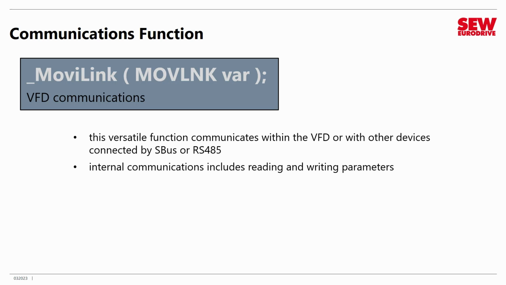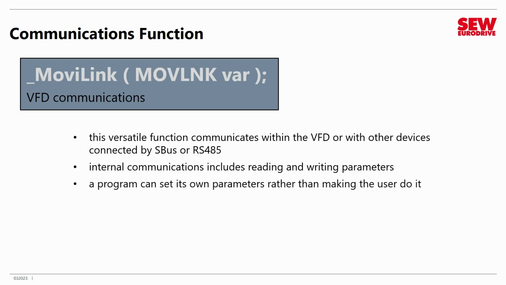Now, we have already learned one built-in function that can access specific parameters, setsys. We use that to change things like positioning, speed, and ramps. Well, the MovieLink function can access the complete parameter tree. You can change every single parameter under program control. And that is extremely useful because a program can set its own parameters rather than making the user go in and manually do it before running the program. In fact, in some ways, this is a smarter way of approaching a program because it's more bulletproof. It ensures that everything gets set exactly the right way.